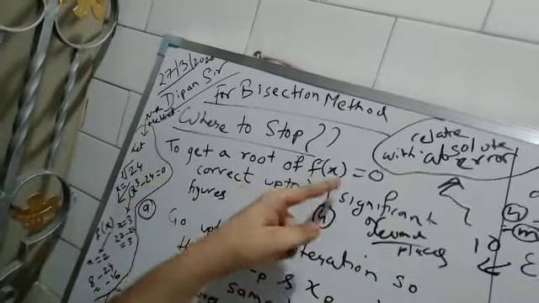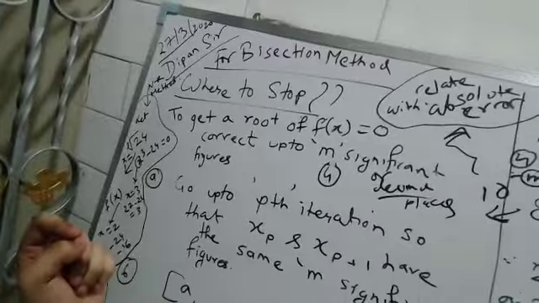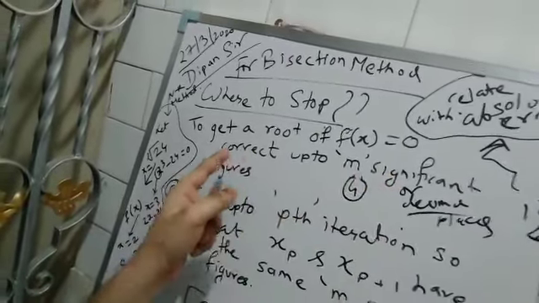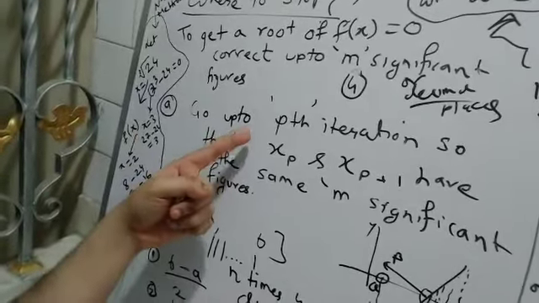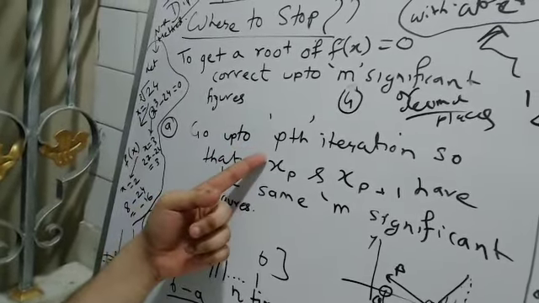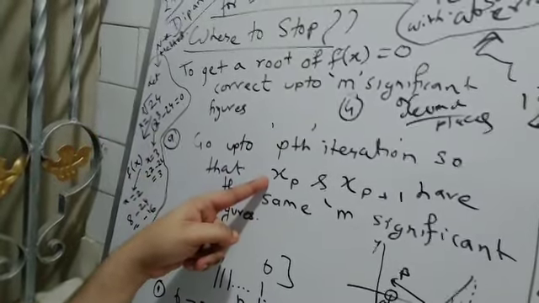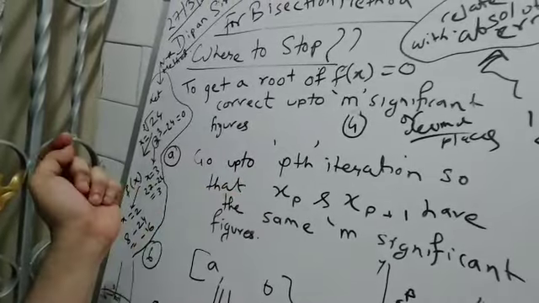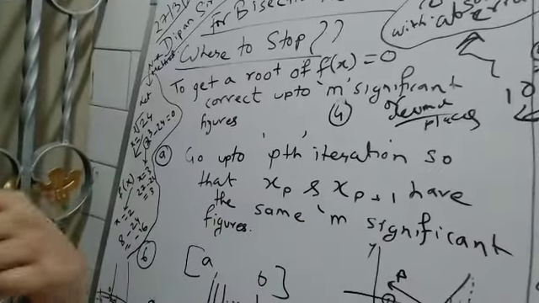To get a root of f(x) = 0, and you have been asked to correct up to m significant figures, or they can ask correct up to m decimal places. They can ask both ways. What you need to do is go to an arbitrary step, say the pth. Then you will get a corresponding x value at that iteration point.